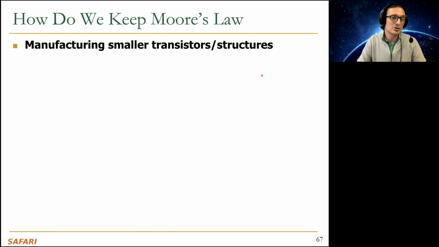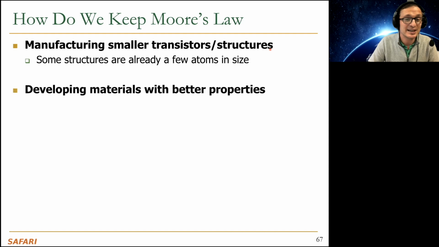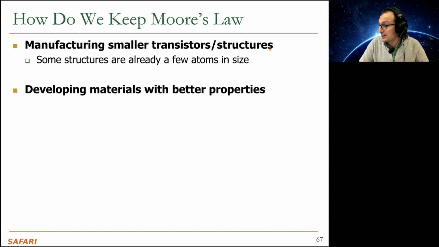So keeping Moore's law is not easy today because it requires manufacturing ever smaller transistors and structures. And as I said, Apple's M1 chip, for example, has a size of 5 nanometers, right? It's very small today. Can you get down to 1 nanometer? I don't know, basically. Some structures are already a few atoms in size, basically. So how do we actually reduce it? At some point, we'll be limited by principles of physics, I think. So it's not going to be easy, but people are very clever.